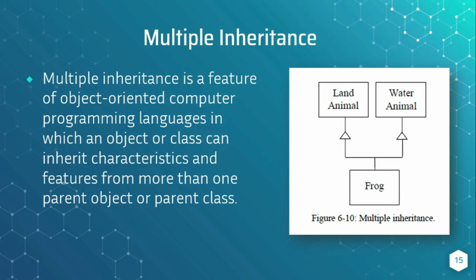Figure 6.10 shows the position of the frog class in relation to its superclasses in a class hierarchy. By inheriting properties from more than one superclass, the frog class is said to exhibit multiple inheritance. All properties of the land animal and water animal classes are now part of the definition of the frog class.